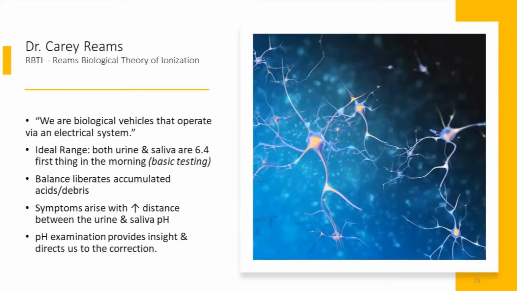He says that we are biological vehicles that operate via an electrical system, which was mentioned before. The ideal range for both urine and saliva is actually that 6.4 first thing in the morning for your basic testing. When we're in balance, it liberates any of that accumulated acid and debris, and symptoms arise again with the distance between the urine and the saliva, so that room for disruption, that room for argument. We need both sides of the story.